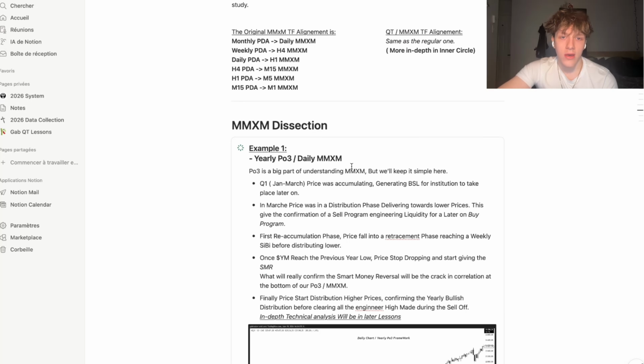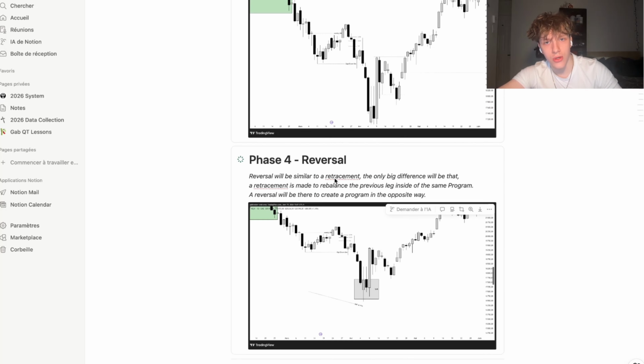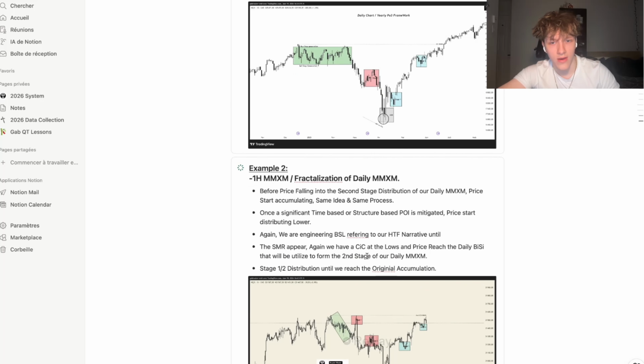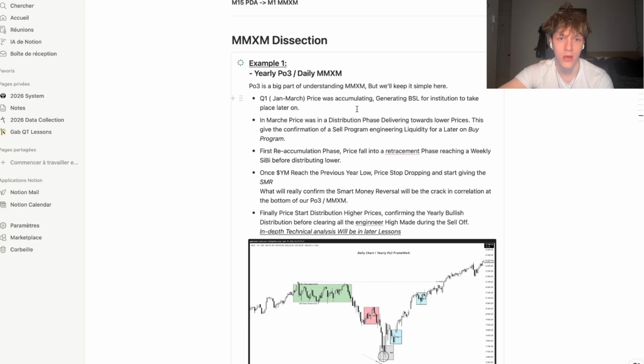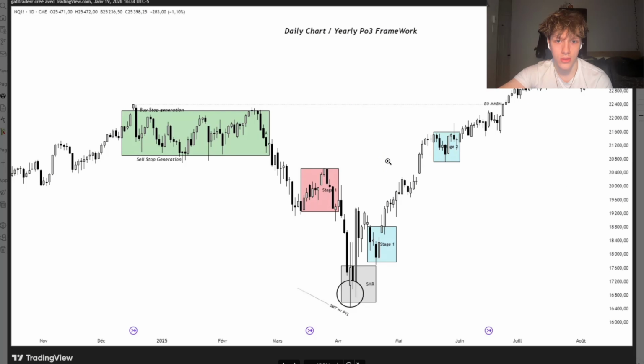Now, finally, we have the market maker dissection. So I just dissect 2 examples to make sure you guys understand what a market maker model is and how to utilize it. Like we showed over there, we have a daily market maker model inside of a yearly PDRA. So let's quickly see what we see on the chart. You see the nodes, every stage, everything. And now let's just dissect it.